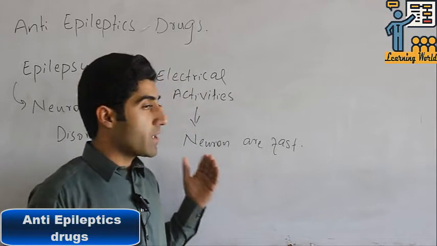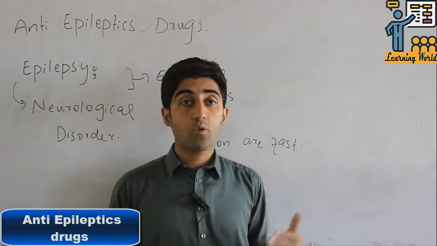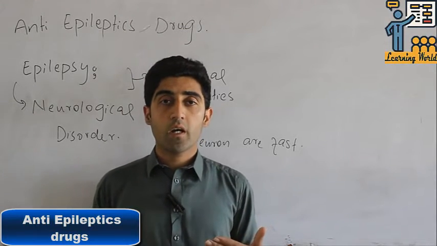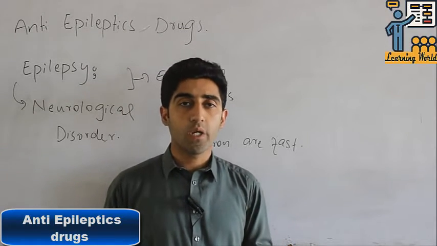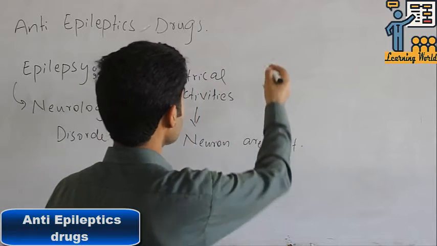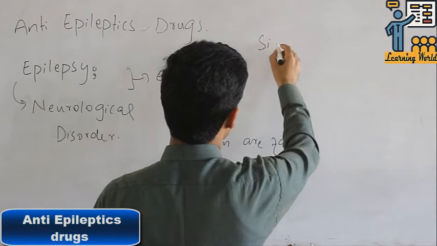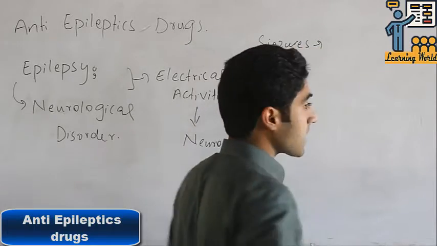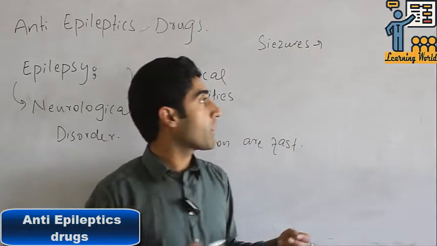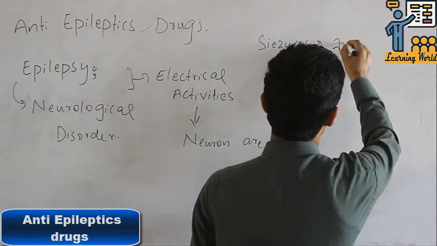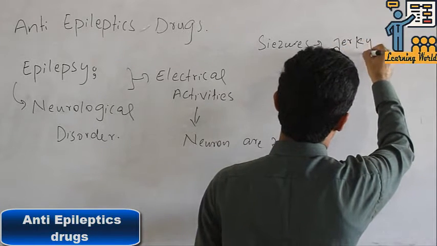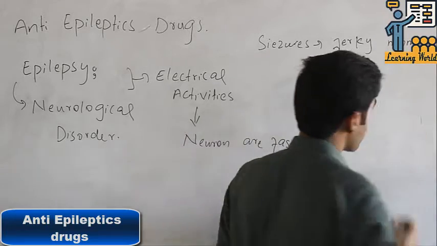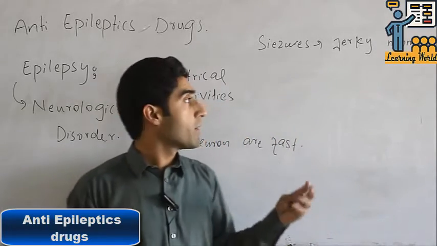In epilepsy, several symptoms will occur. Seizures will occur, and sometimes convulsion will also occur. What are seizures? Seizures are the jerky or shaking movement of the body.